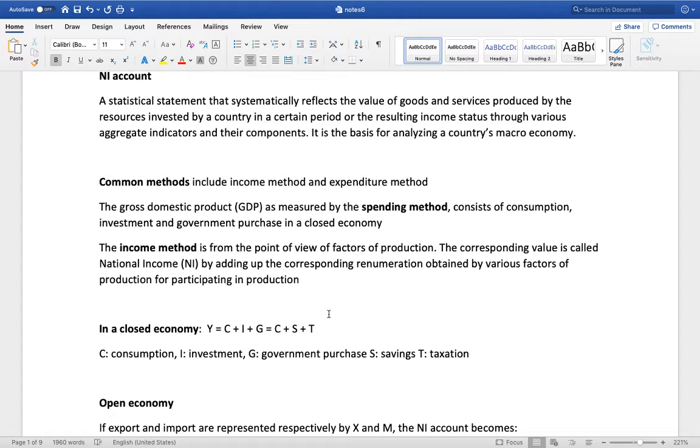That is, Y equals consumption C plus I, the investment, and G, the government purchase, and S is the savings. T is the taxation.